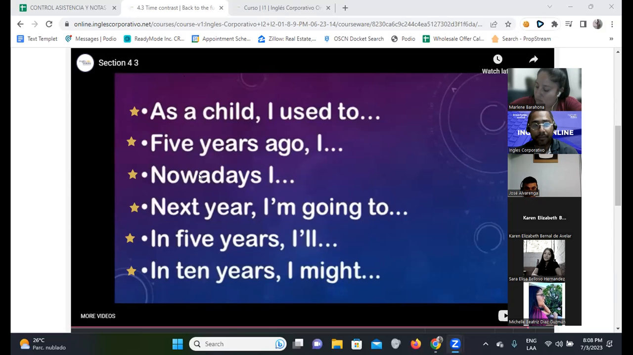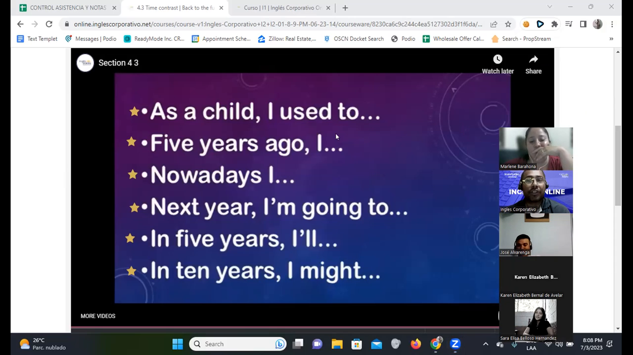Okay. In 10 years, I might be a grandfather. Oh, okay. In 10 years, I might be a grandfather. All right. Ya me acordé, teacher. Yes, in 10 years, I might travel around Europe. Excellent. Good job, guys. Any questions about this topic or this vocabulary?